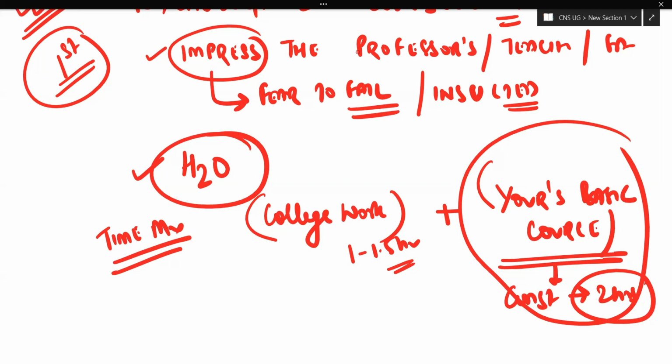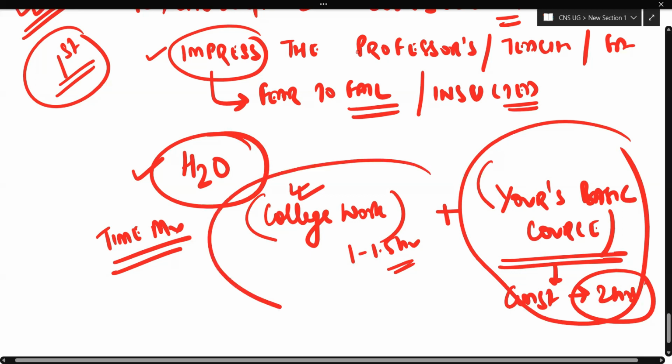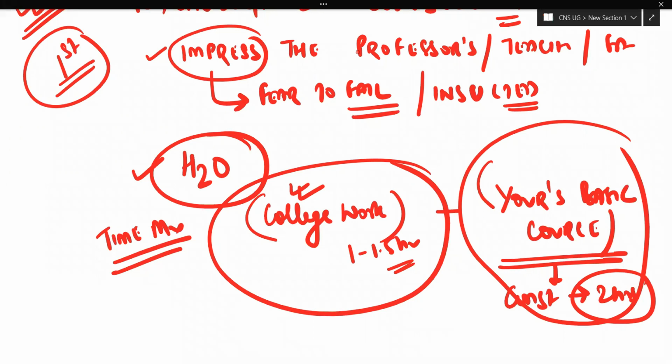With that, sometimes when it is required, you have to give some time for your college work. But I'm very sad to say, the majority of you are spending your time on this college work. I'm not saying it is of not much use, but it is going to hamper your study pattern.